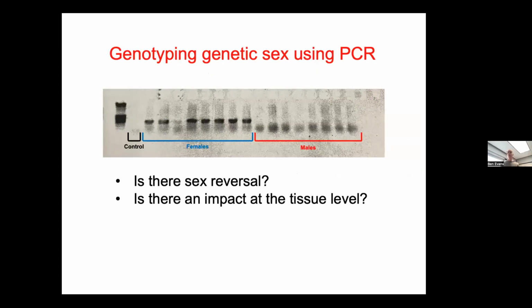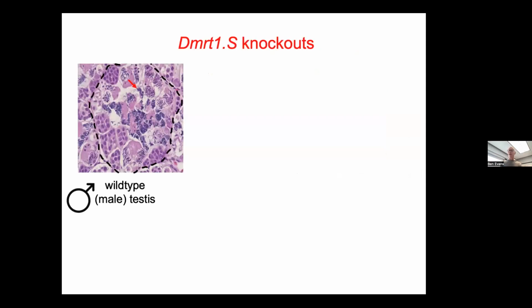We were able to use PCR to assess whether there's a sex reversal phenotype. When we knock out DMRT1L or DMRT1S, we could tell what genetic sex it was by amplifying DMW. If it's present, then it's a genetic female, and if it's absent, then it's a male. We also wanted to see the effect of knocking out these genes on the phenotypic development of each of these sexes. What we found was that neither knockout caused sex reversal.